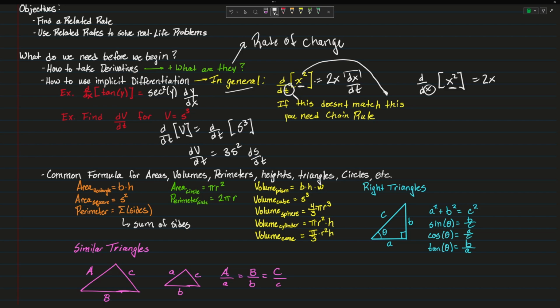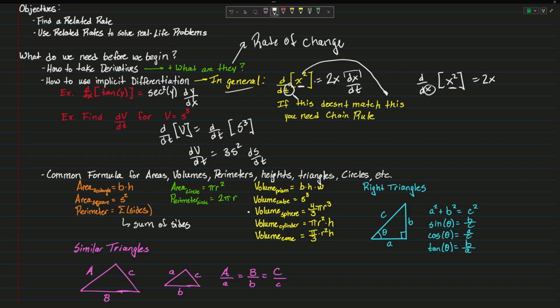Things I want to kind of draw your attention to. We're going to use volumes quite a bit, and there's some volumes that you probably haven't seen in a while or ever. So volume of a sphere, you might have seen at some point, that's 4/3 pi r cubed, where r is the radius. There's a volume of a cylinder, which shows up quite a bit. That's pi r squared times h. R is the radius again, h is the height.